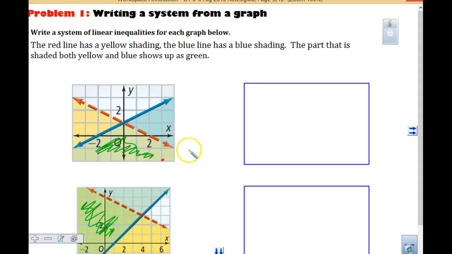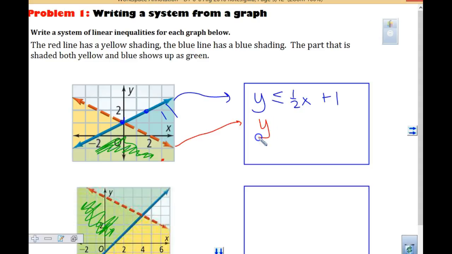Tanya, I'm going to write a solution for that blue line. Y is what? Because it's a solid line and shaded below. Less than or equal to. Can you tell your slope? 1/2, and it's positive. So I'm going to have 1/2 x. And can you tell the y-intercept? 1. Plus 1. Ryan, I want to do the red equation next. The dotted line.